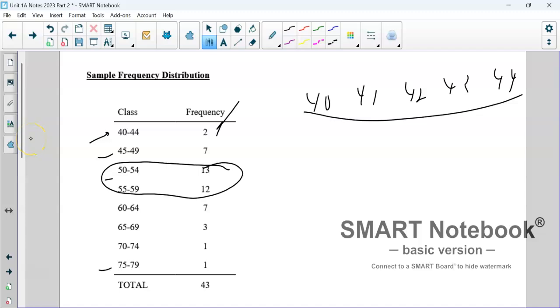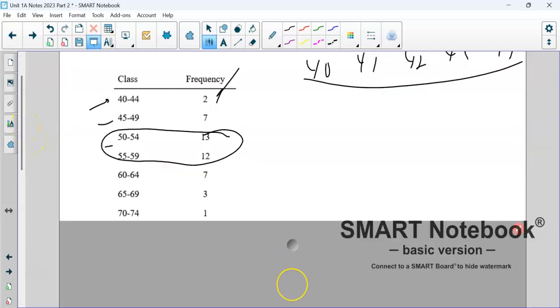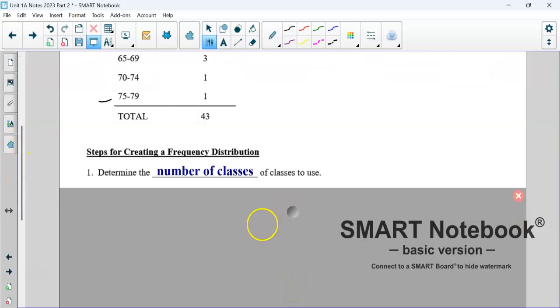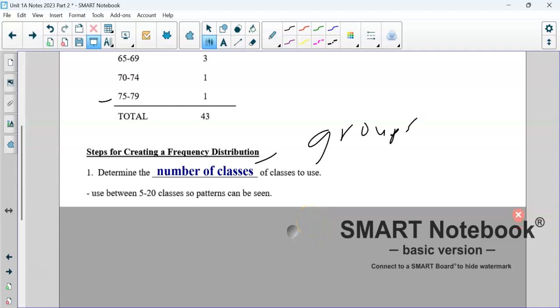Okay, so how do you do this? First off, determine how many classes you want to use. Okay, how many groups there are. Remember, classes and groups are the same thing. Use between 5 to 20 classes so patterns can be seen. You don't want it too small or too big, otherwise the data is too spread out.